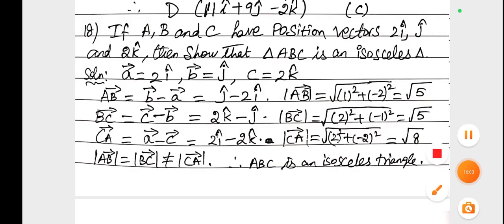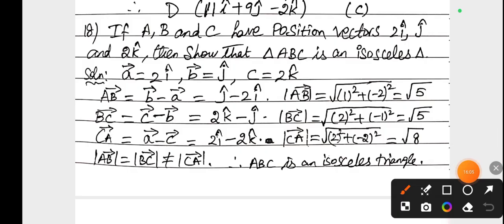Then the 18th question, they are asking to prove an isosceles triangle, one of the easiest questions. They have asked this for 2 marks. Nice, no? So, how to prove? We have to consider each vector as A vector, B vector, C vector, and show that the triangle ABC is an isosceles triangle. So find AB vector, B vector minus A vector, and get one answer. And I am finding the magnitude of the AB vector. Magnitude of AB is root 5.